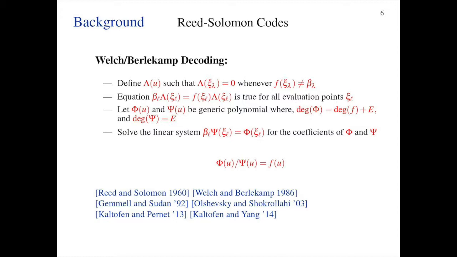Then the idea is you create these generic polynomials, phi and psi, where the degree of phi is the degree of F plus E, and the degree of psi is E. And then you solve the linear system beta times psi equals phi for the coefficients of phi and psi. And this equation is linear in the coefficients of phi and psi. And if you just do phi divided by psi, you get back F. So that's this Mills-Sudan view of decoding Reed-Solomon.